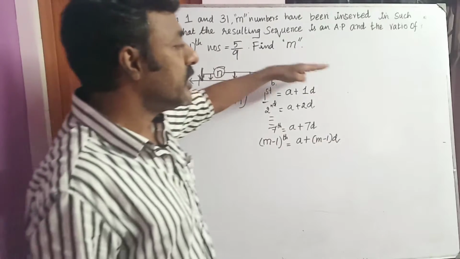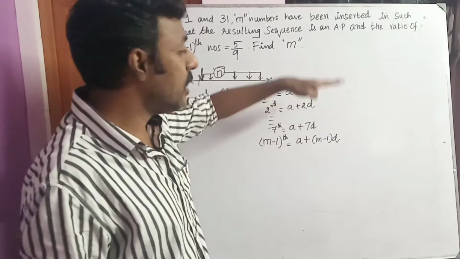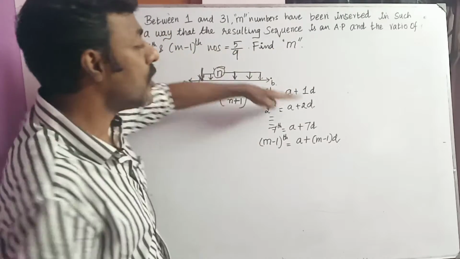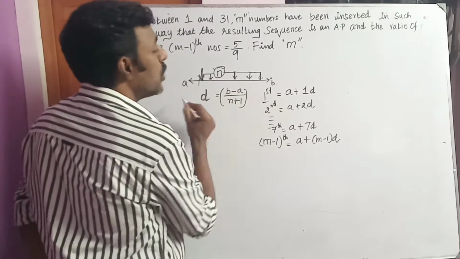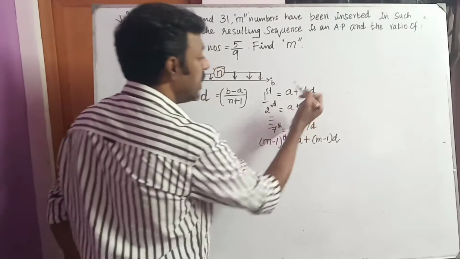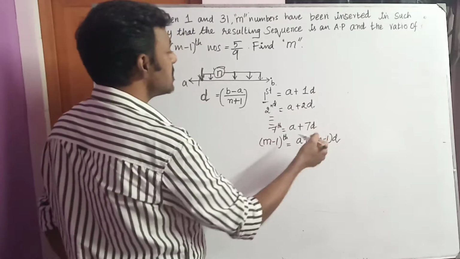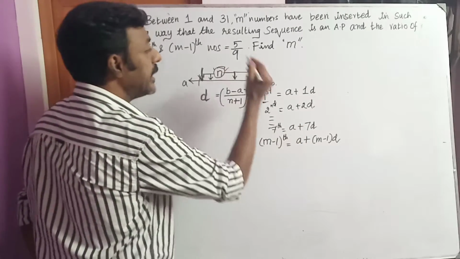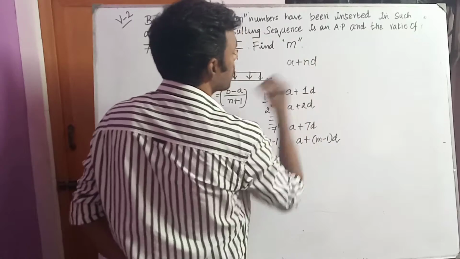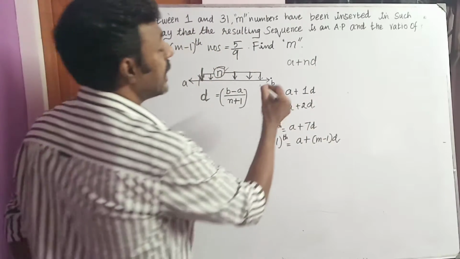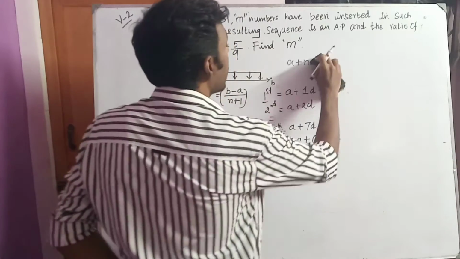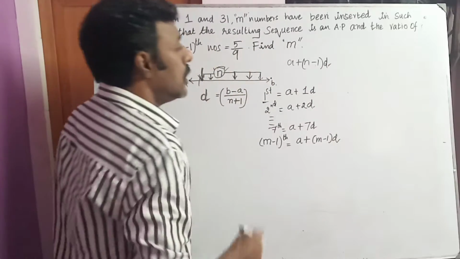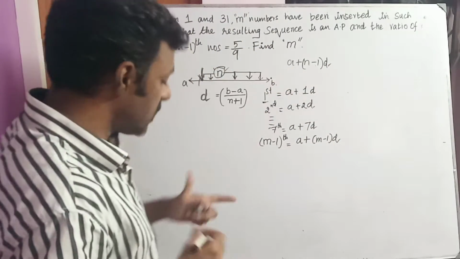So this is how the general format of the numbers exists between a and b. In between a and b, the numbers will take the form of a plus 1d, a plus 2d, a plus 7d, and in our problem it has given a plus m minus 1 into d, but for n it will be a plus n into d. Or instead of a plus nd, I can put a plus n minus 1 into d. So these are the general terms.